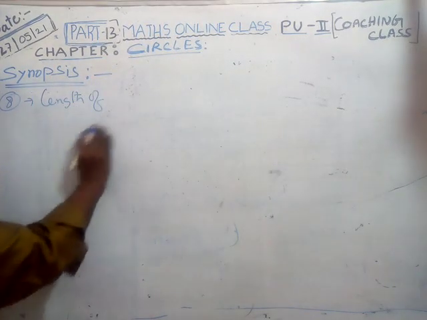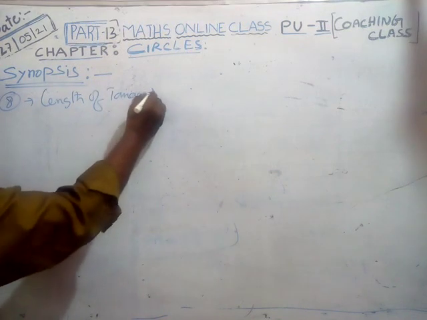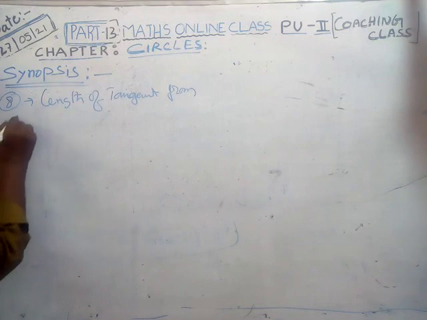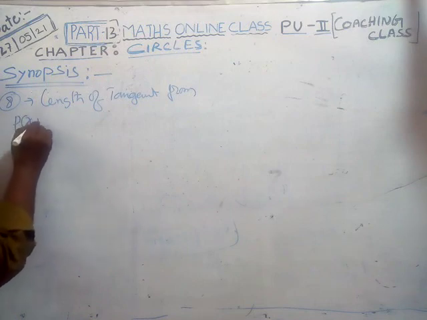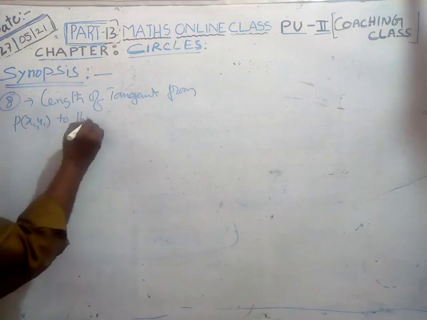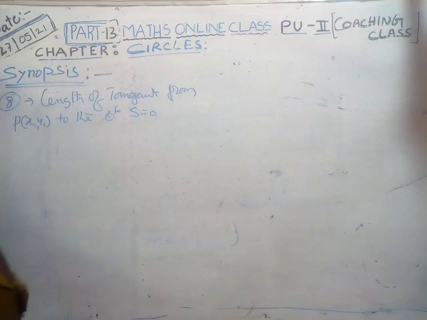Length of tangent from P(x1, y1) to the circle S = 0. Length of tangent. It's a very good concept. Observe it.